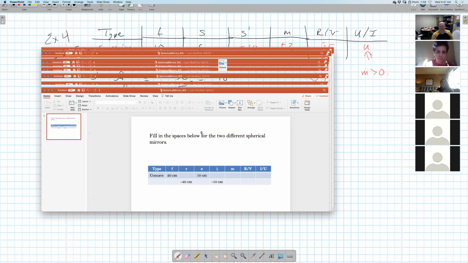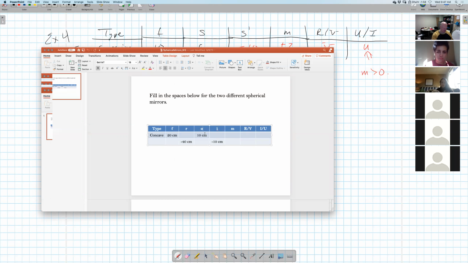You know the object distance here, so this should actually be S. This one should be S prime. So you're looking for S prime, and then also M, the magnification. Is it real, virtual, upright, or inverted? And then this one, you don't know what type of mirror it is. You don't know the focal length, but you do know the radius of curvature.